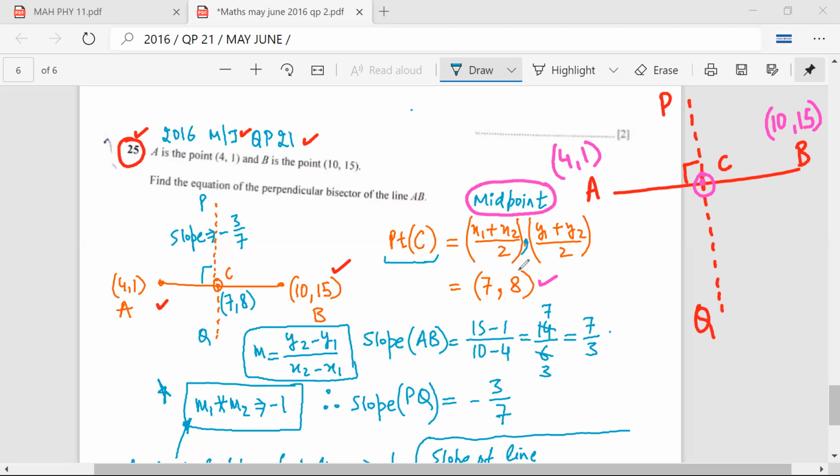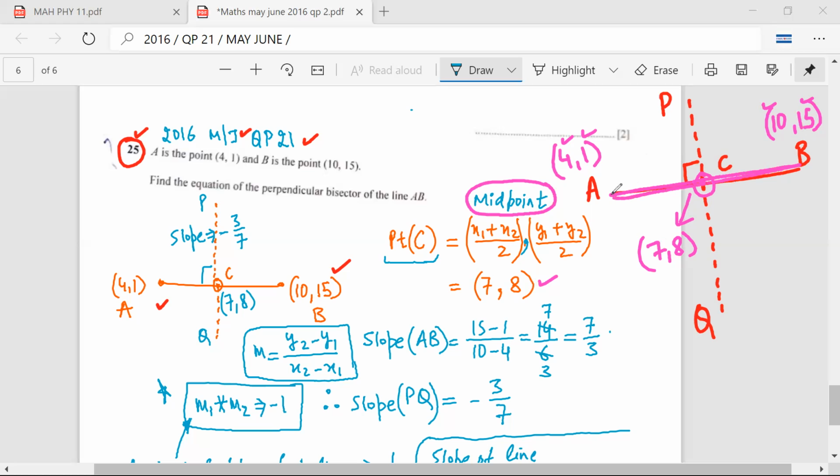So is there any doubt about this? No, sir. Basically 4 plus 10, 14 upon 2 would be 7, and 1 plus 15, 16 upon 2 would be 8. So that is why this point would be equal to (7, 8). Any doubt? No, sir.